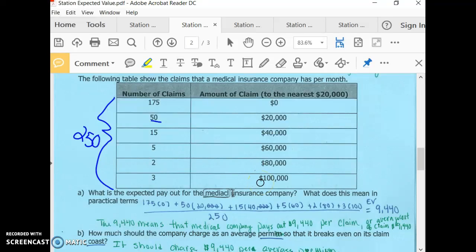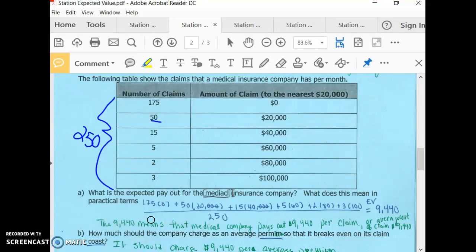2 claims, 80,000. And 3 claims, 100,000. So when I go to get my expected value, it'd be 150 over 250, 50 over 250, 5 over 250, 15 over 250, 2 over 250, 3 over 250. So I've just calculated up, timesing them all the way across. And then I'm going to divide it by $250. So then my expected value I get is $9,440.